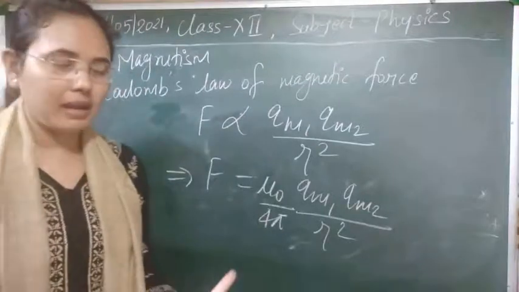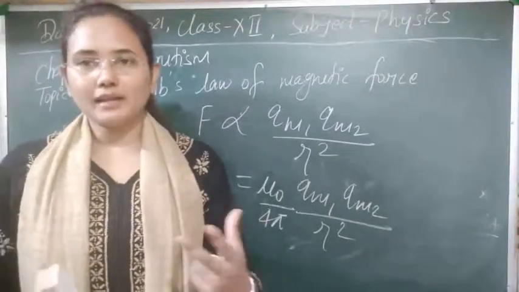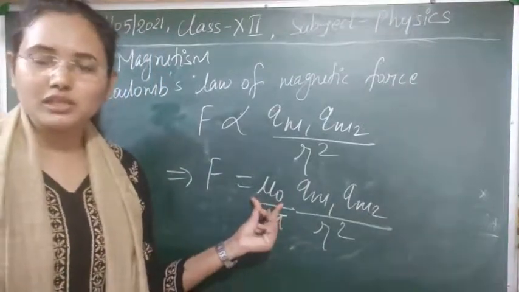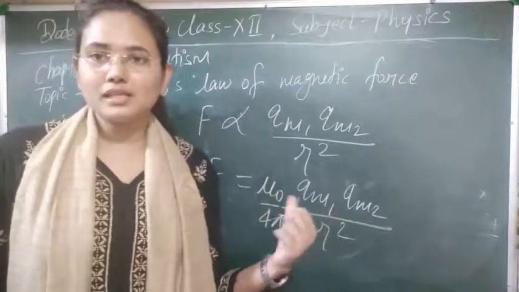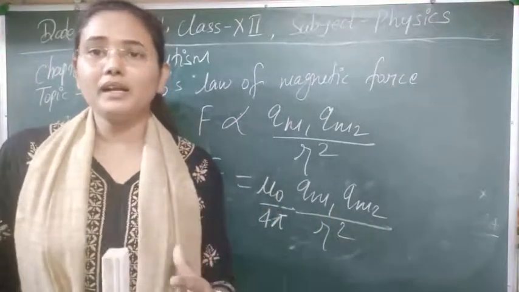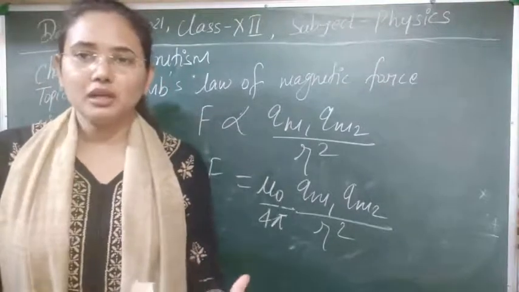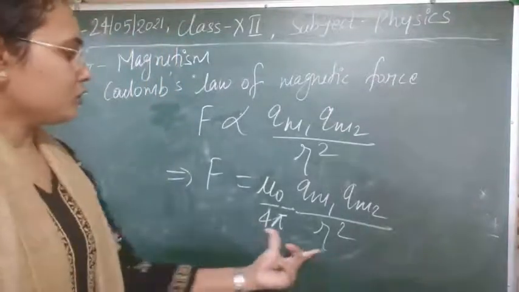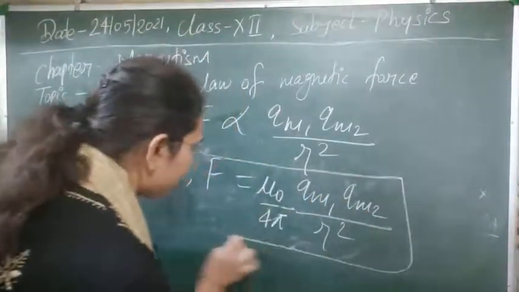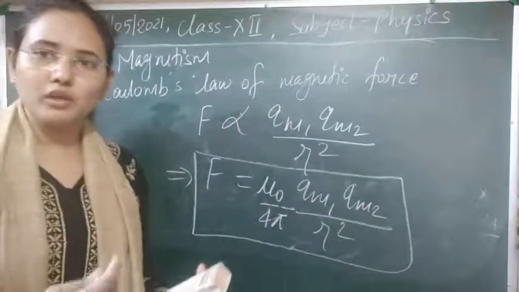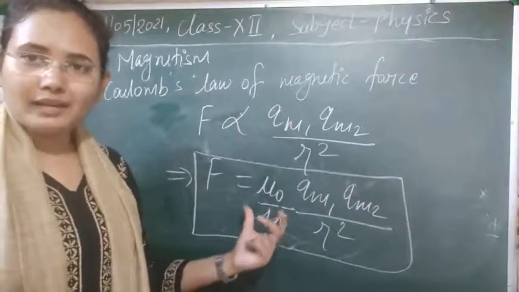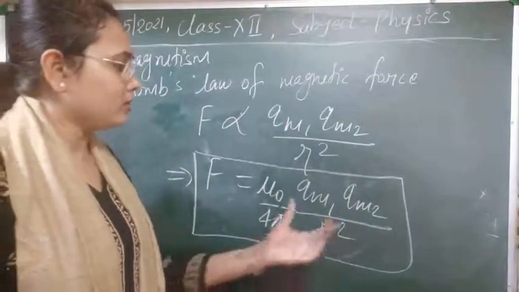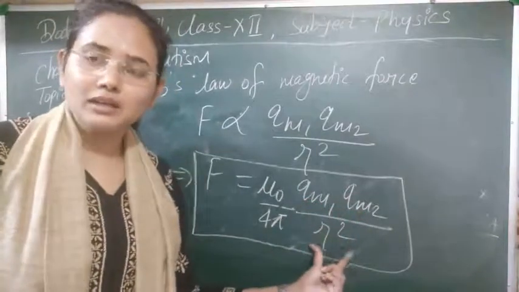Whenever the medium around the magnet is changed, this mu 0 will also change, because permeability is a property of the medium in which we are observing the attraction or repulsion of the magnet. Clear, I think? So this is the force experienced by any pole due to another pole, an attractive or repulsive force. According to this formula you can calculate it if you know the strength of the poles and the distance between them.